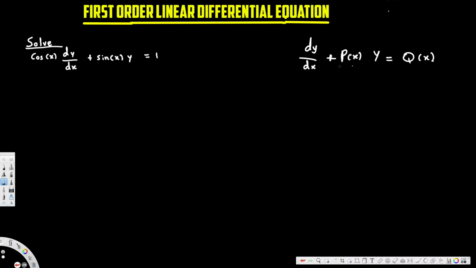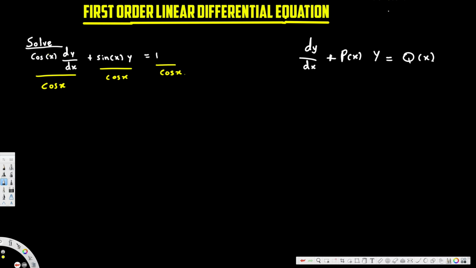Now if you compare this pattern with this one, here we have cos of x dy over dx plus sine of x y is equal to 1. Here you can see for the standard form we shouldn't have anything in front of this dy over dx, but here we have a cos x, right? So to bring this one into standard form, we have to divide everything by cos x. If we divide this one by cos x, this one by cos x, and this one by cos x, this is going to become a standard form.